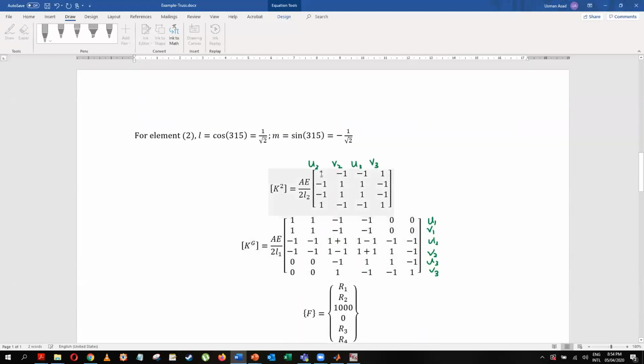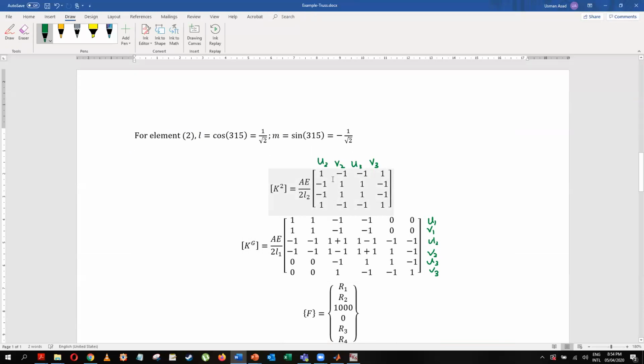So this is how we can build the whole thing. We took 1 over under root 2 outside, and the rest you can just write one by one, okay? And these correspond to the nodal displacements u2 v2 u3 v3.